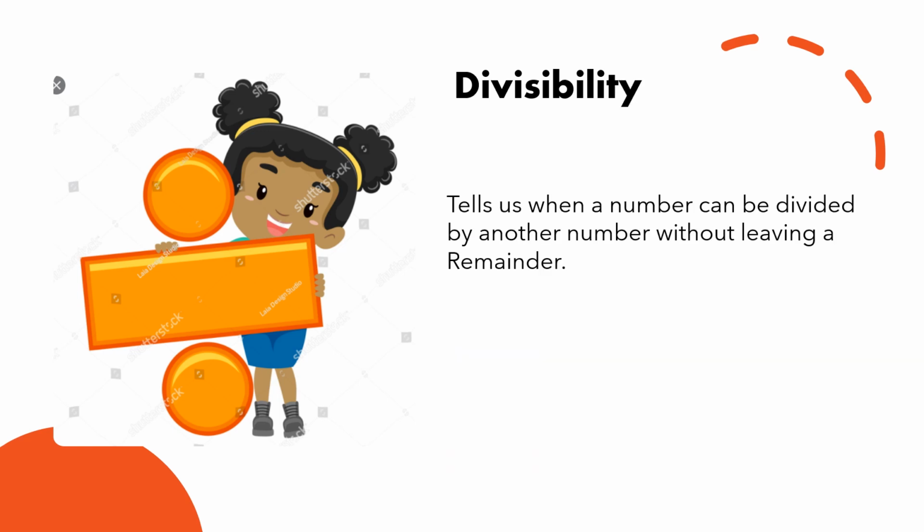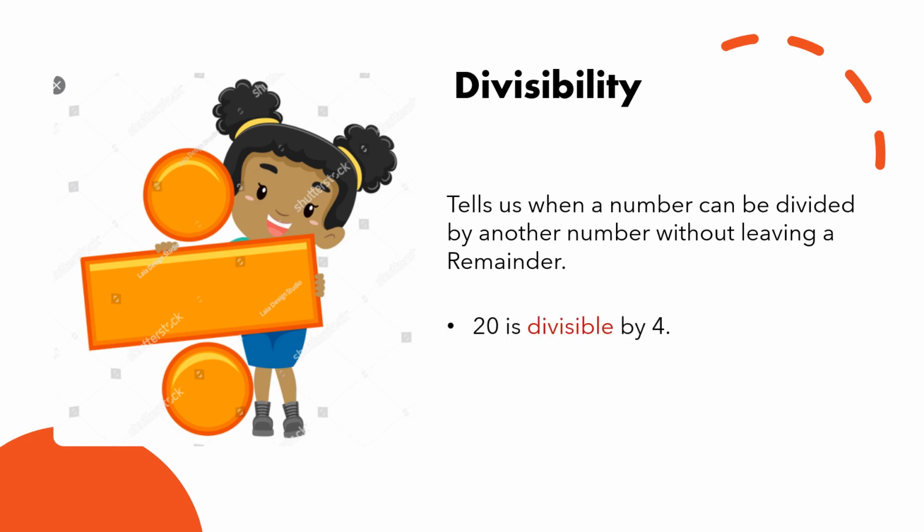This is what divisibility is. So divisibility tells us when a number can be divided by another number without leaving a remainder. So if a number is divisible, then the remainder will be 0 after division.